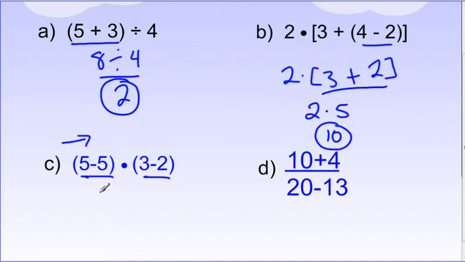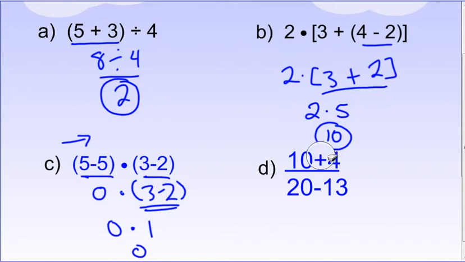5 minus 5 is 0. Then you do this one next. 3 minus 2 is 1. And 0 times 1 is 0. I guess I can leave that.